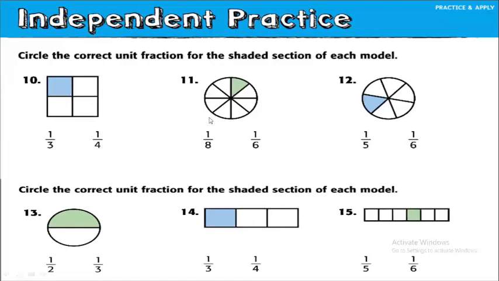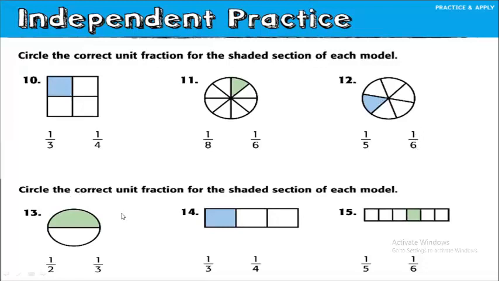Here, number 11. How many shaded parts? Here we have one shaded part. So, 1 over 1, 2, 3, 4, 5, 6, 7, 8. So, it will be 1 over 8. Here, number 12. How many equal parts? 1, 2, 3, 4, 5, 6. So this will be 1 over 6.